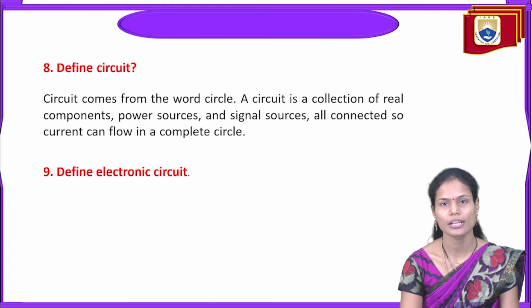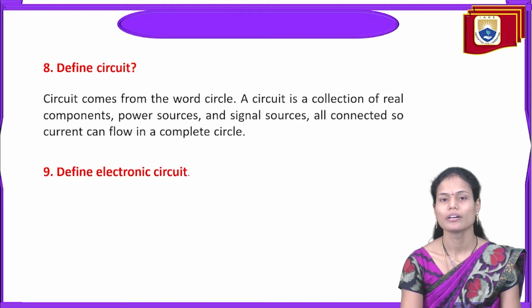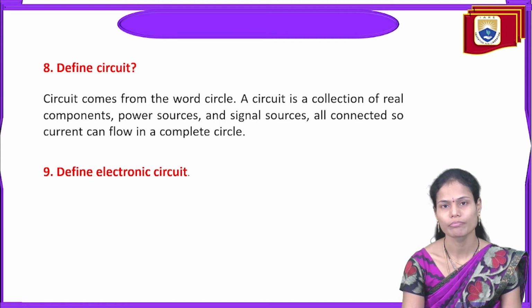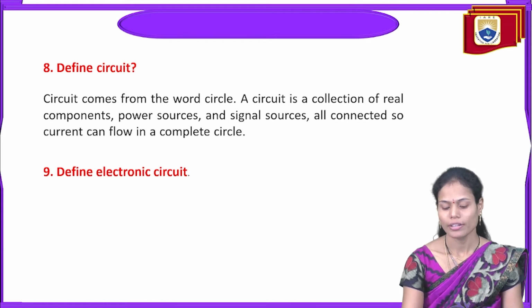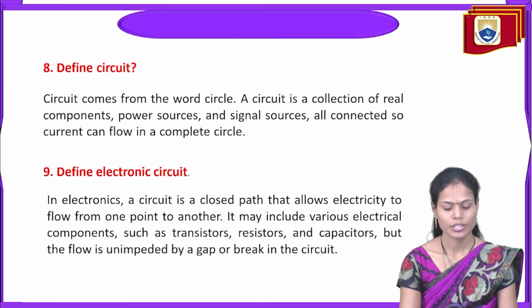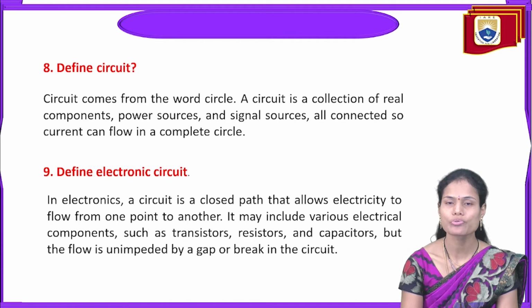A circuit is a collection of real components, power sources and signal sources all connected, so current can flow in a complete circuit. If all the elements are connected in one loop, that particular loop we can call the circuit. And what is meant by an electronic circuit? Define electronic circuit. An electronic circuit is nothing but one closed loop.